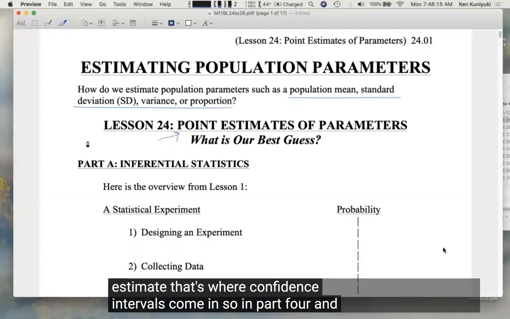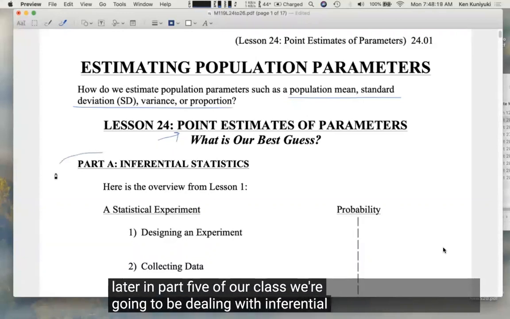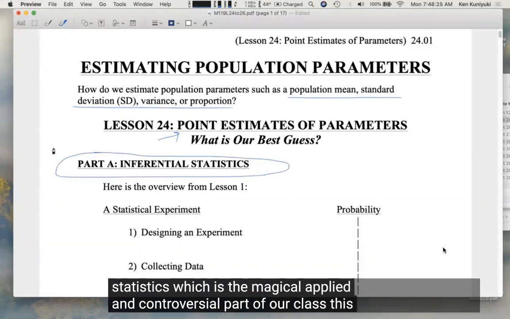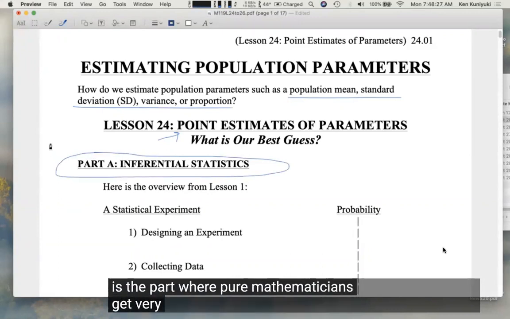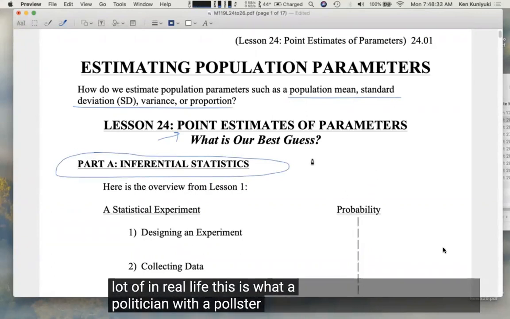So in part 4, and later in part 5 of our class, we're going to be dealing with inferential statistics, which is the magical, applied, and controversial part of our class. This is the part where pure mathematicians get very nervous, but it's what you see a lot of in real life. This is what a politician with a pollster would really care about.